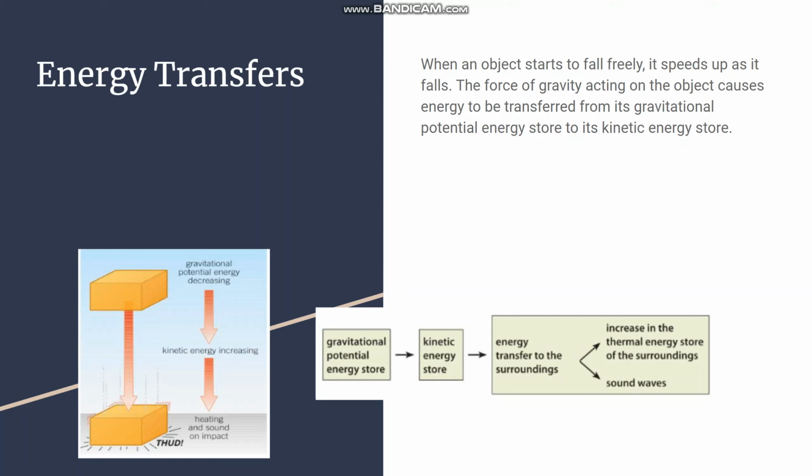Here there is a flow diagram: gravitational potential energy store to kinetic energy store to energy transferred to the surroundings, which is distributed into increasing the thermal energy store of the surroundings and sound waves.